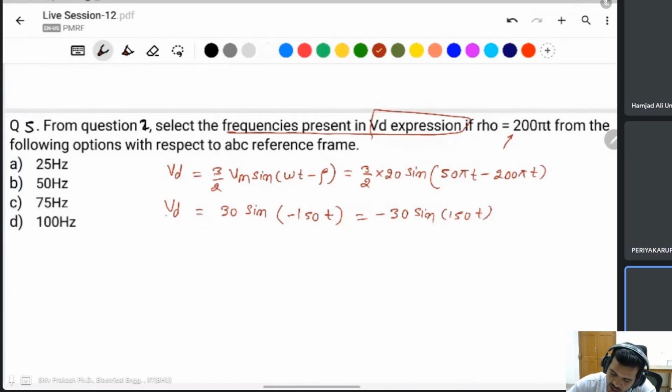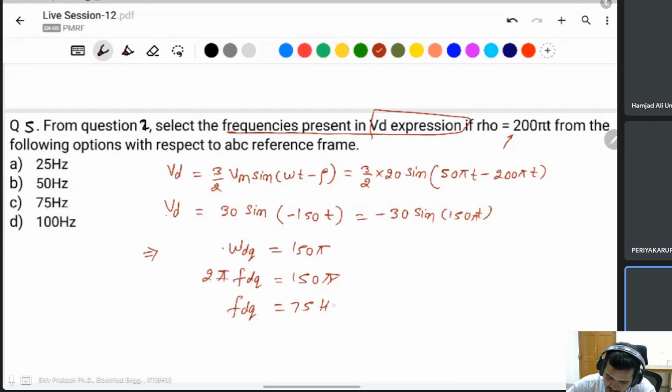Asking about this frequency: what are the frequencies? This is the omega of dq, equal to 150 pi, so 2 pi f dq equals 150 pi. Pi cancels out. Frequency of dq is equal to 75 hertz. Yes, 75 hertz.